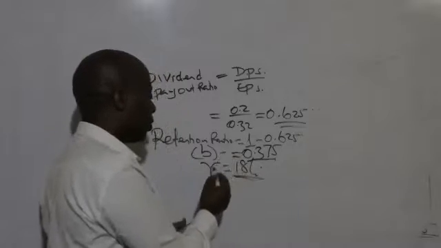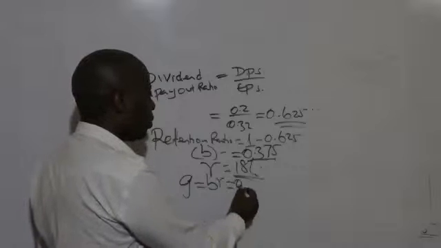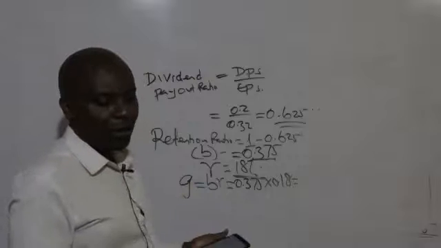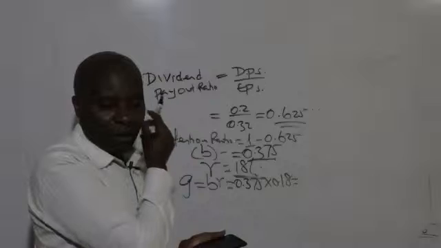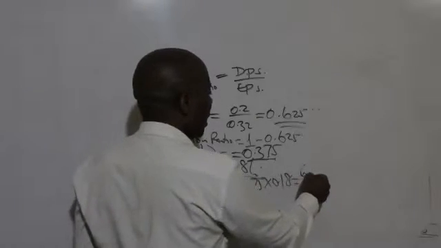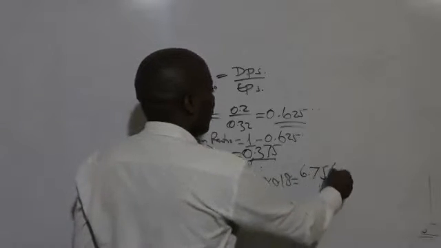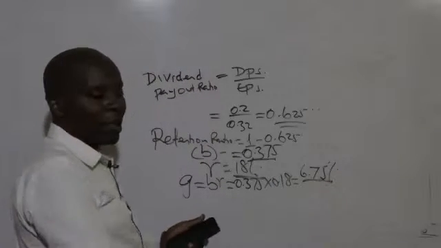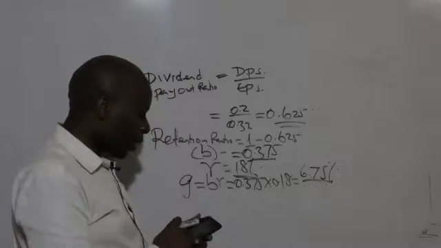Now, once you give me the R, then I'll be able to give you the G. I know G is PR. So G is 0.375 multiplied by 0.18. Go ahead and give us an answer. 0.375 times 0.18. 6.75%. Now, ladies and gentlemen, the moment I have these as my retention ratio, everything else boils down to our calculations.